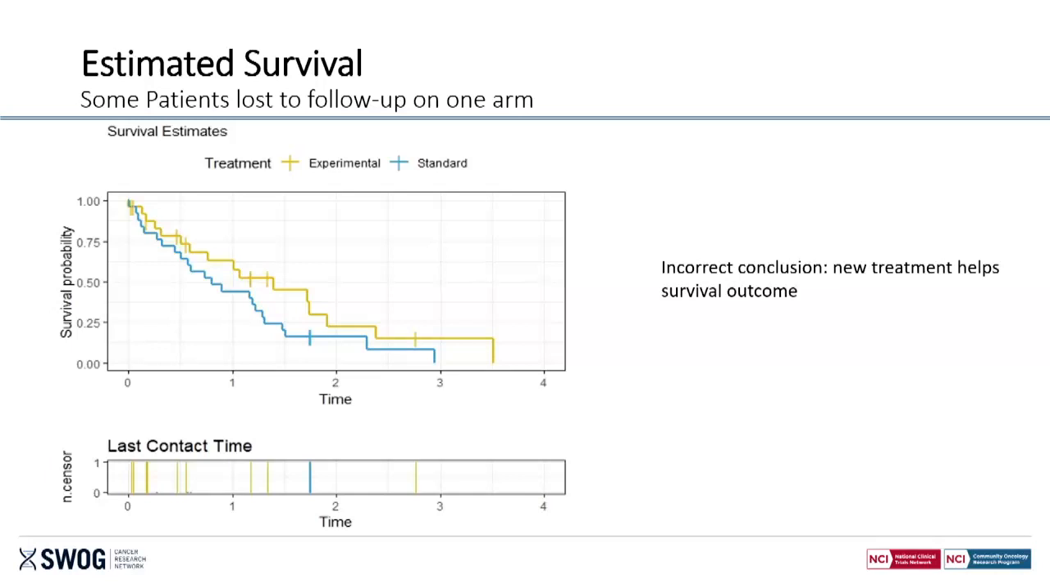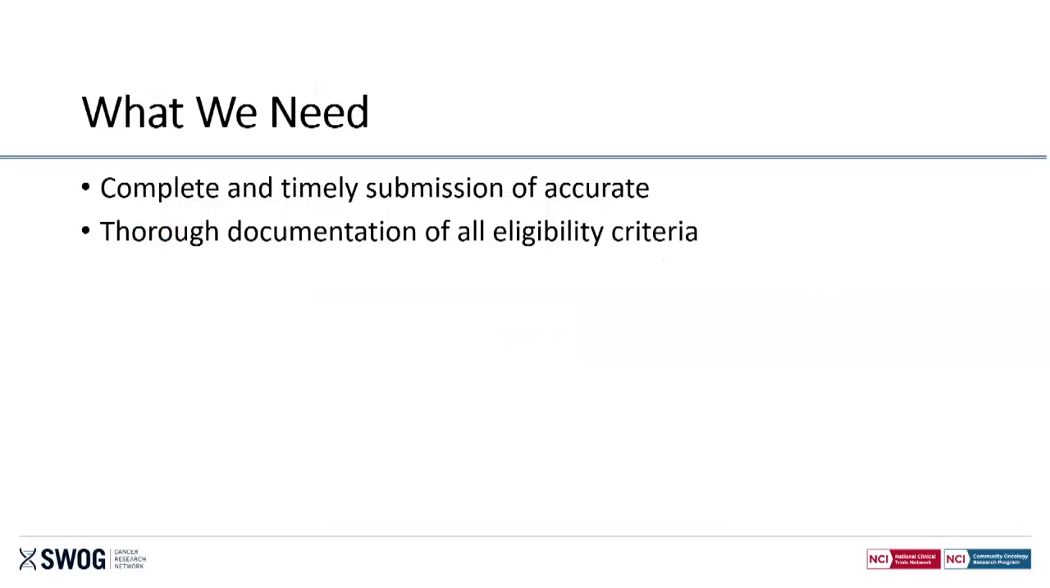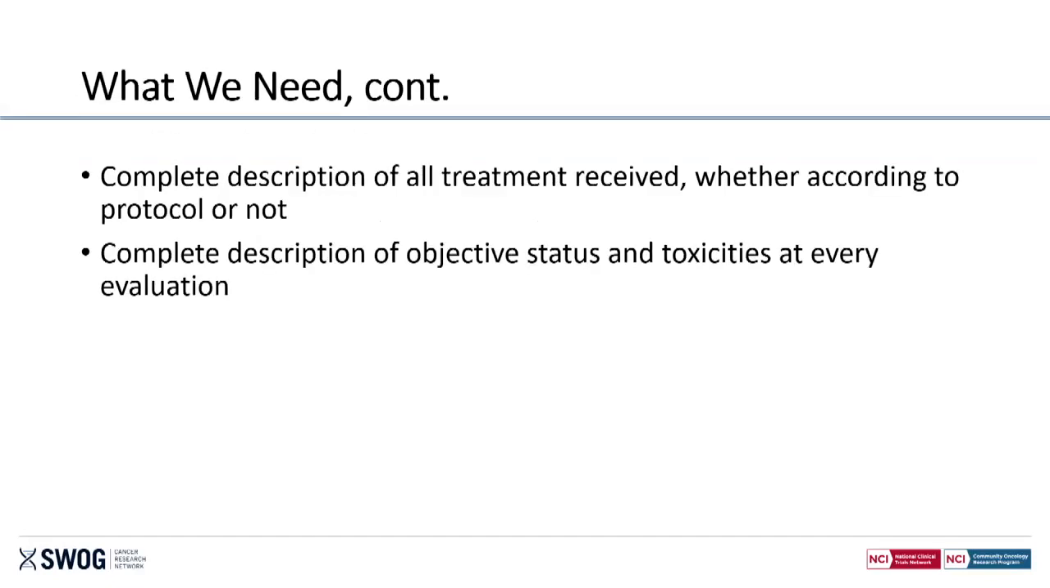So we draw entirely the wrong conclusions. We might conclude, for instance, that this therapy is worthy of a larger study to see if it works. We might start treating patients inappropriately. So it has real implications for everyone because of loss of follow-up that happens. So what do we need? Complete and timely submission of accurate data and thorough documentation of all eligibility criteria. And then complete description of patient treatment received, and evaluation of objective status and toxicities, obviously, at those evaluations as well.